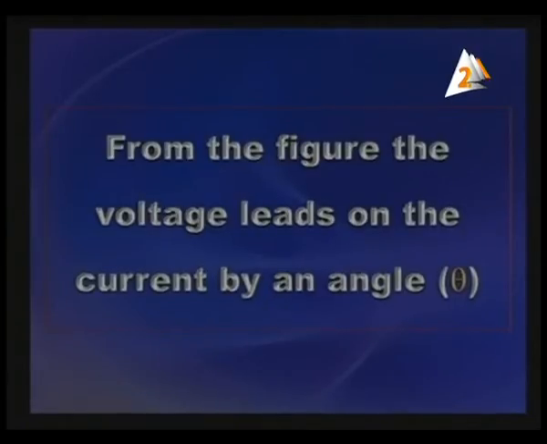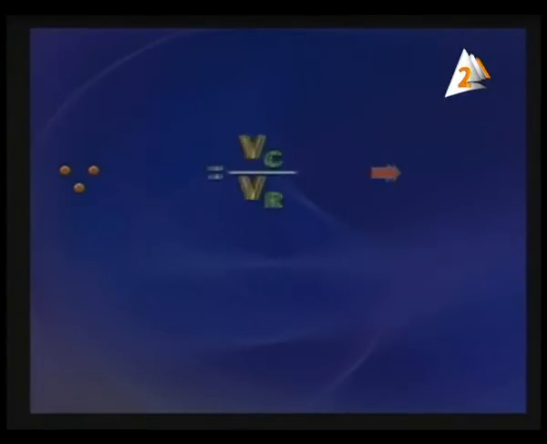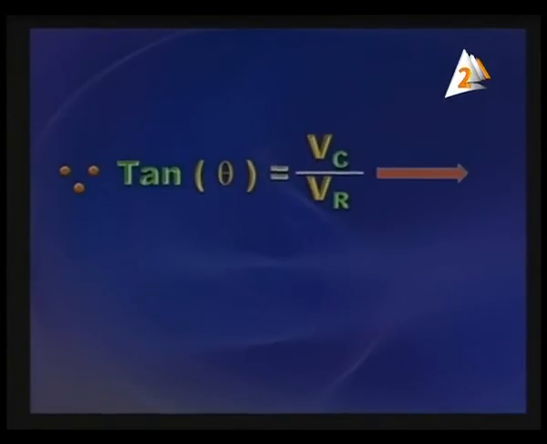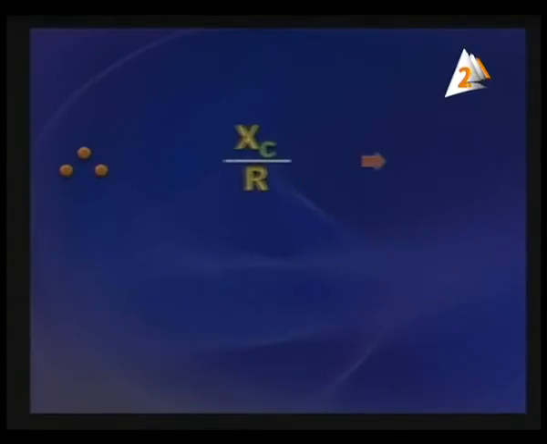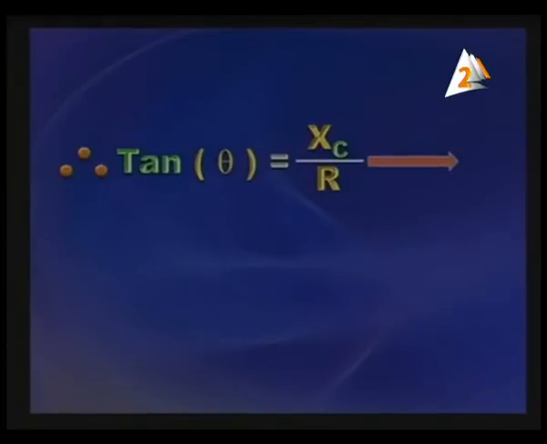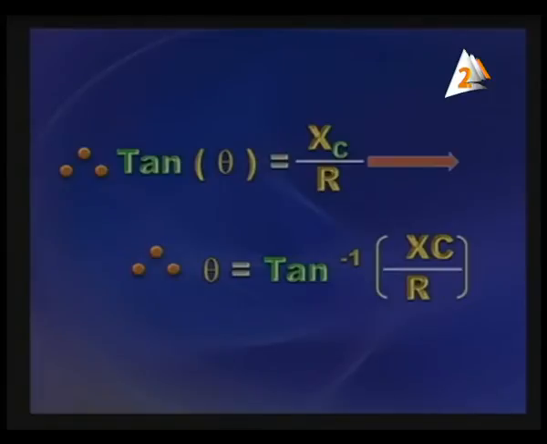From the figure, the voltage leads the current by an angle theta. So tan theta is equal to VC over VR. How to obtain VC? It is the product of the current and the capacitive reactance, and VR is equal to I R. The current will be crossed out, so tan theta equals XC over R. In this way, we can obtain the value of the angle theta.